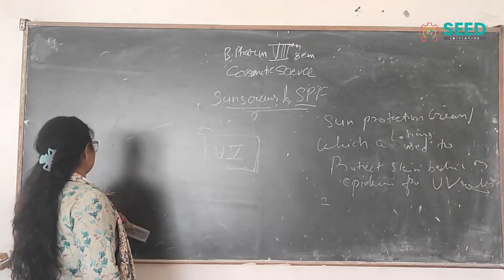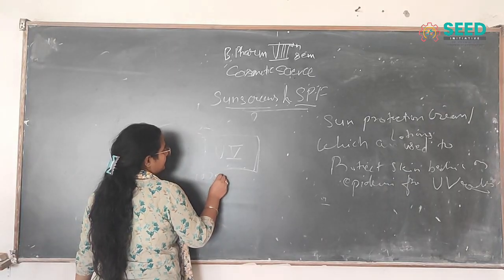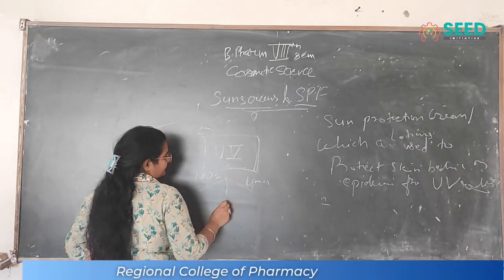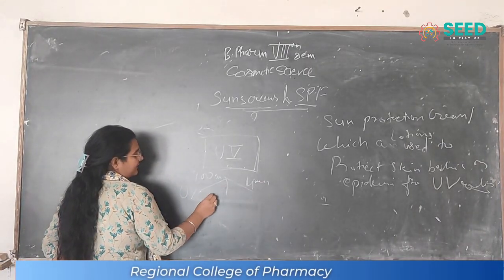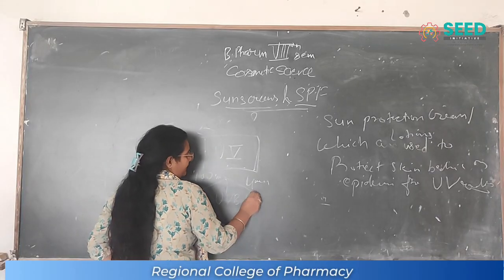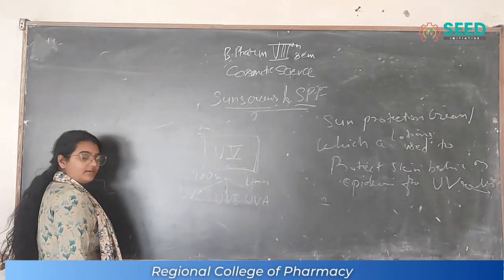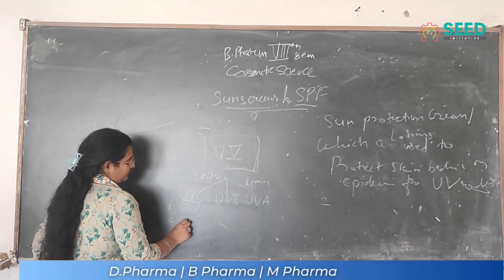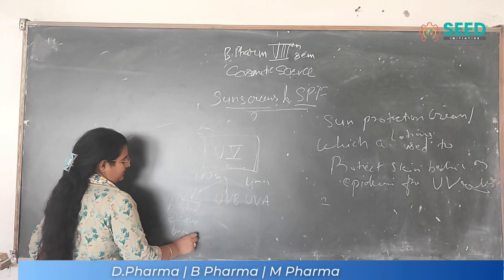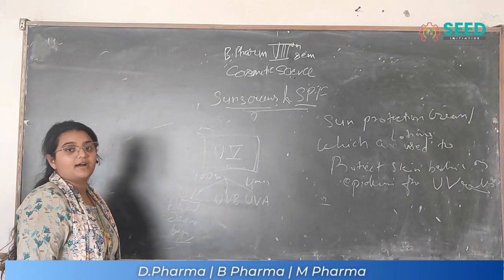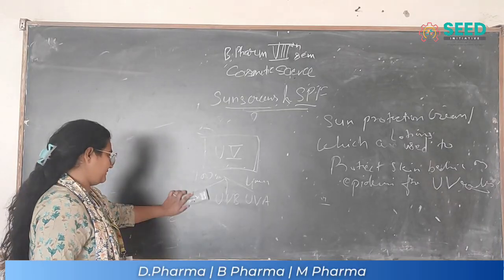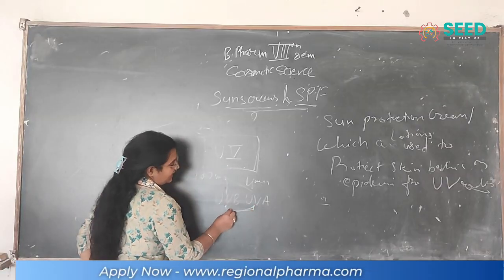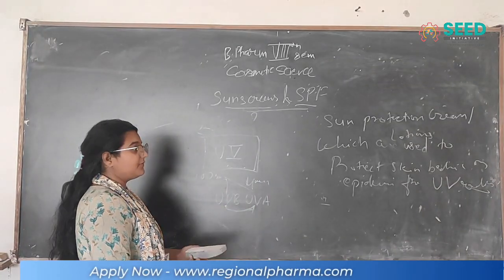Now the UV range starts from 100 nanometer to 400 nanometer. There are 3 scatterings of UV: UVC, UVB and the UVA. Okay, UVC is blocked by the ozone layer. They are not coming to the Earth atmosphere. Now we have to remember this. Now there are 2 UV wavelengths which are coming directly to the atmosphere.